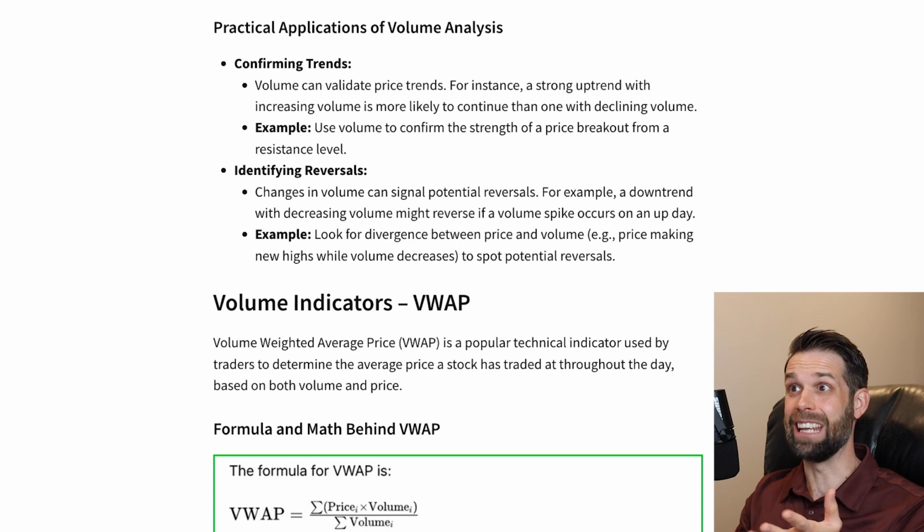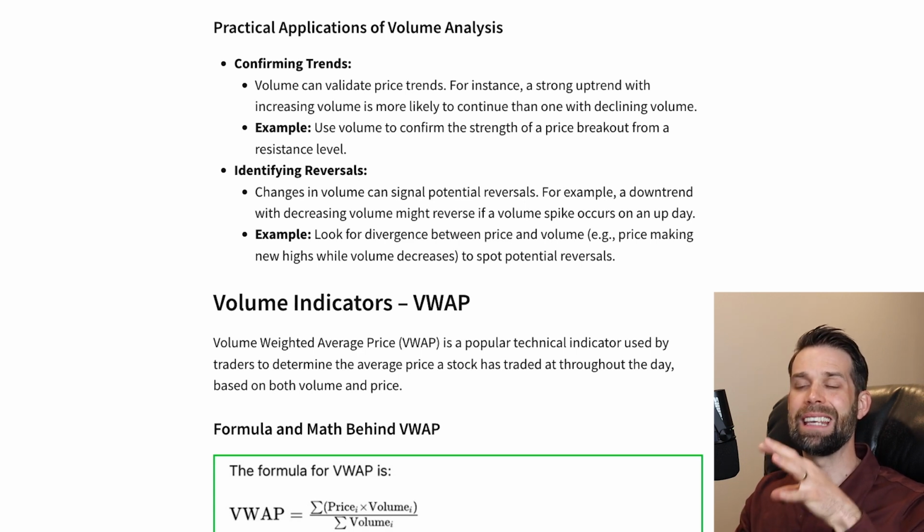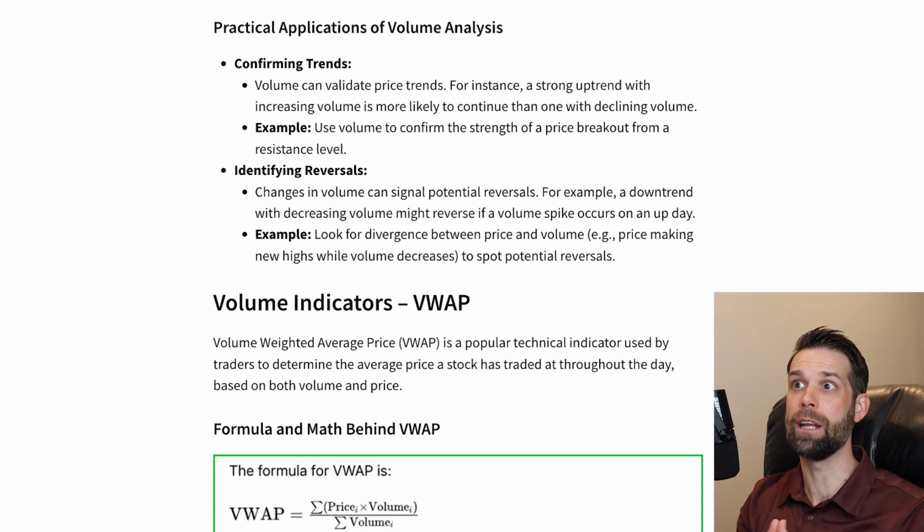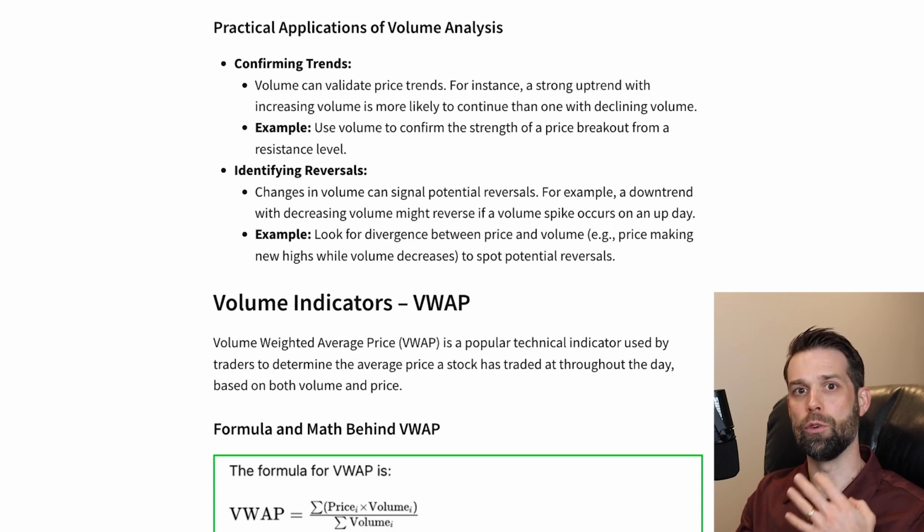It could also help you identify these reversals. Changes in volume can signal potential reversals. If the stock price is in a downtrend with decreasing volume, so there are fewer trades happening as the stock is going down, that might signal that a reversal is coming. If suddenly more volume comes in and the stock price spikes, then you could be moving into an uptrend from that particular downtrend. So volume is very important to monitor, specifically for confirming trends and for potentially highlighting that a reversal in the trend is happening.